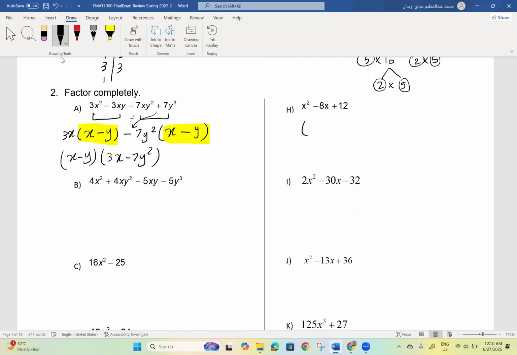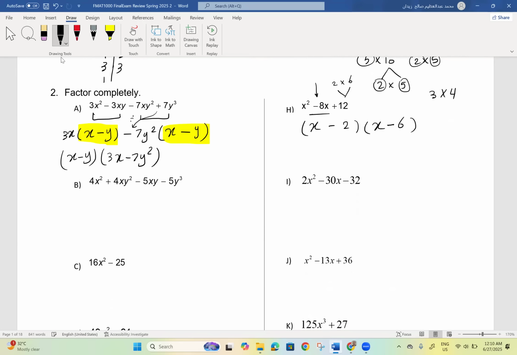Continue in the same way. This is a trinomial. You can factor it as x times x, and the 12 can be factored to 2 times 6, because I selected 2 times 6, not 3 times 4, because I'm looking for a sum of 8. But really the middle term is negative 8, so just make it negative 2 times negative 6.